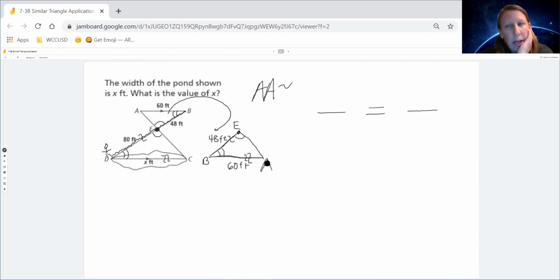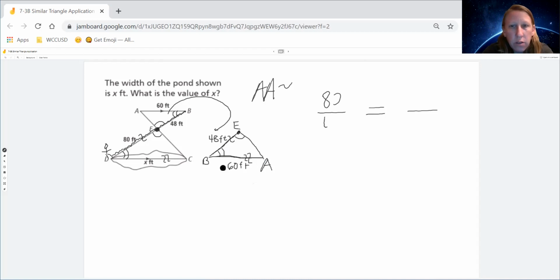And I like to say this is to this as this is to this. So 80 goes with 48 the same way that x goes with 60. It's kind of like this is to that as this is to that. It's kind of like a song in my head. So 80 is with 48 the same way that x is with 60. That's one way I could write this proportion.